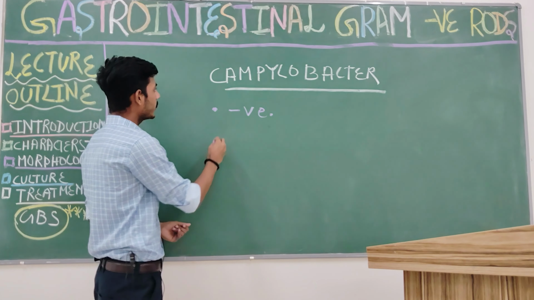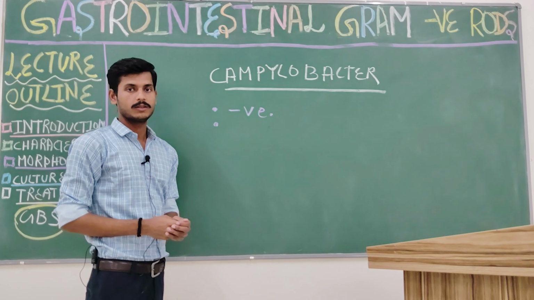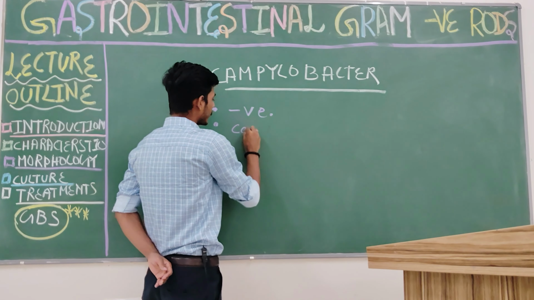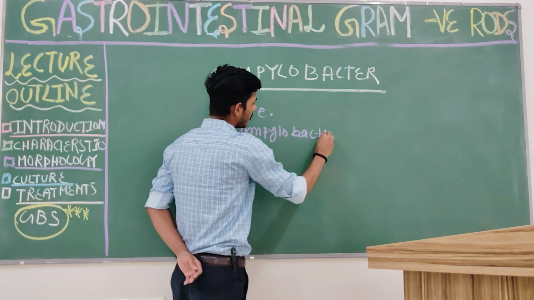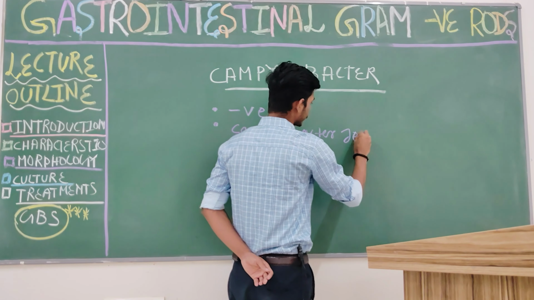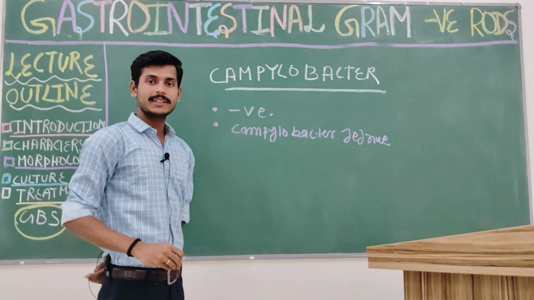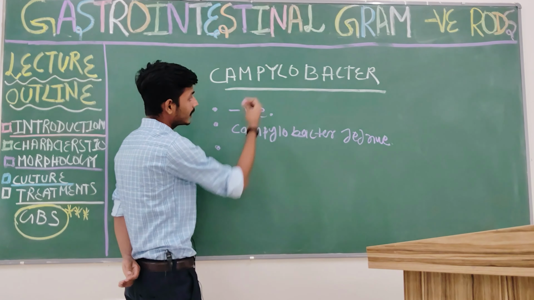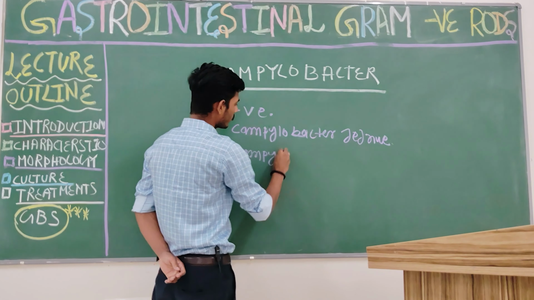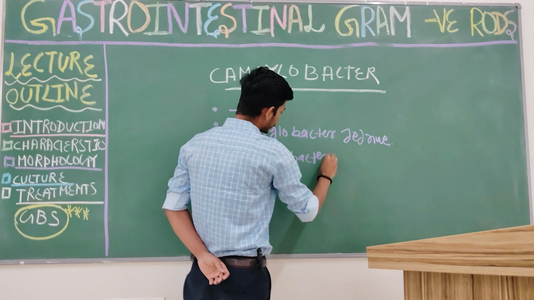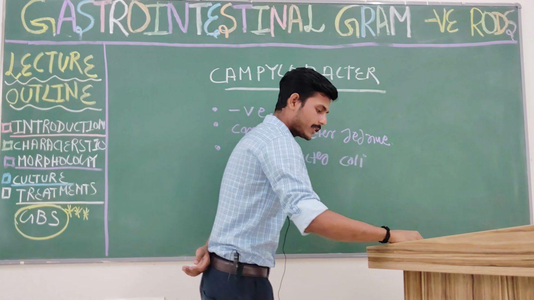The second thing you should remember about Campylobacter is that there are two notable examples. One is Campylobacter jejuni, and another species of Campylobacter is Campylobacter coli. Now, just remember the ratio.